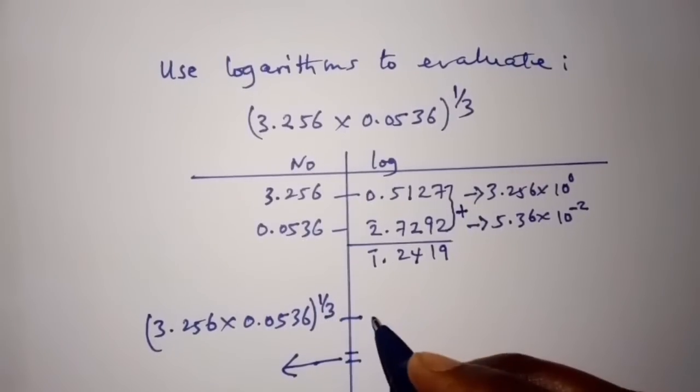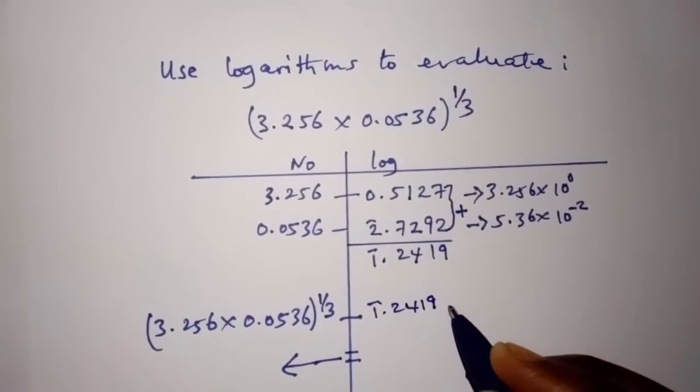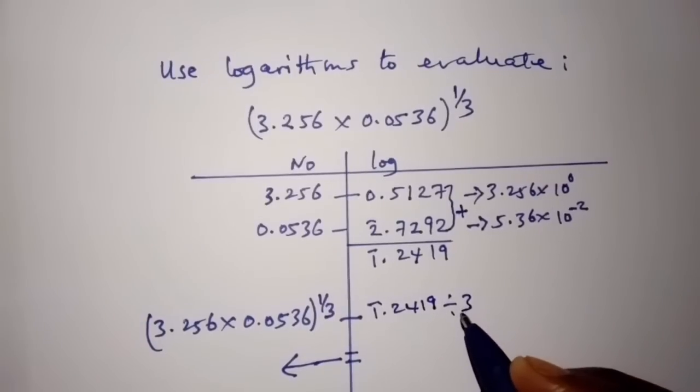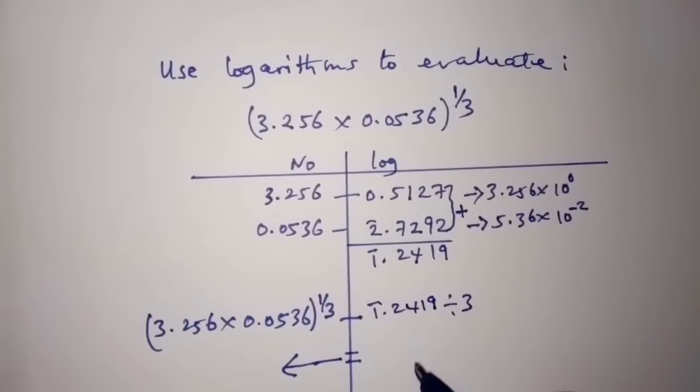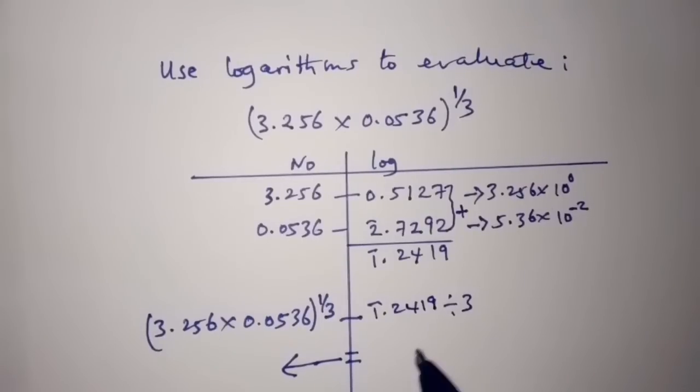So it means that this is about bar 1.2419. We divide by 3. So when we divide this one by 3, then it means that we are going to get bar 1.7473. Then we go to the antilog table.